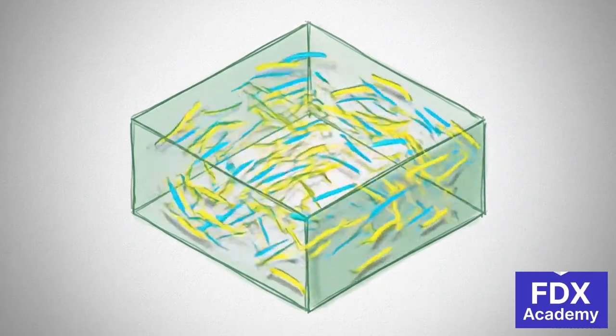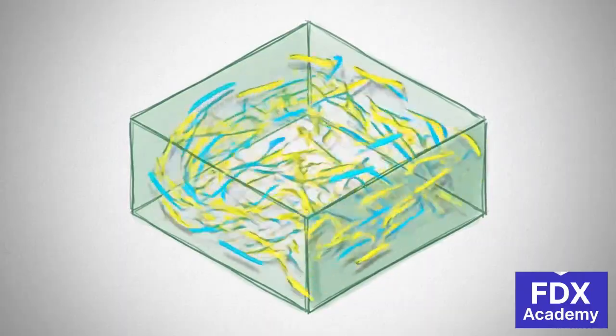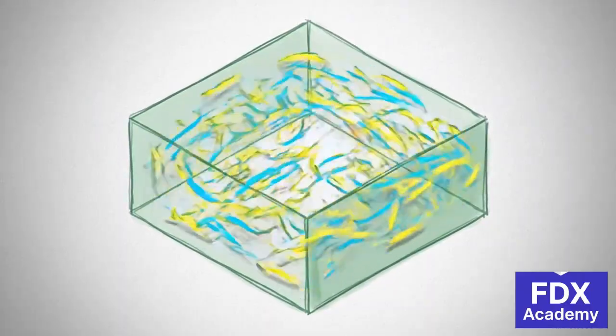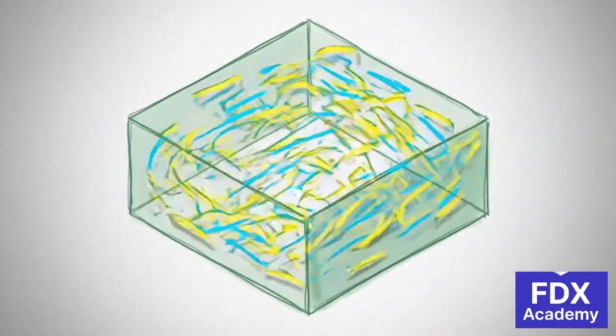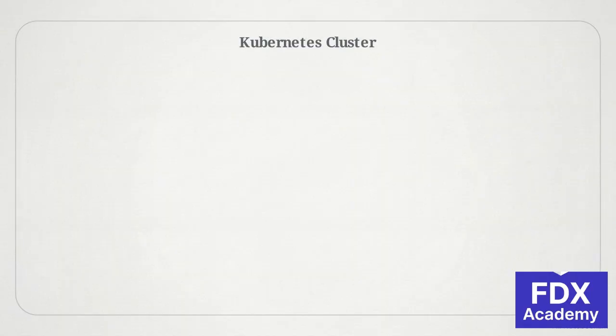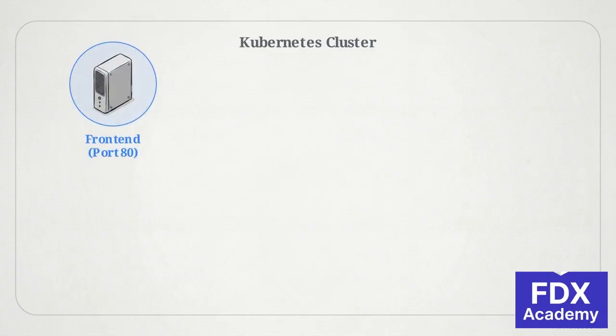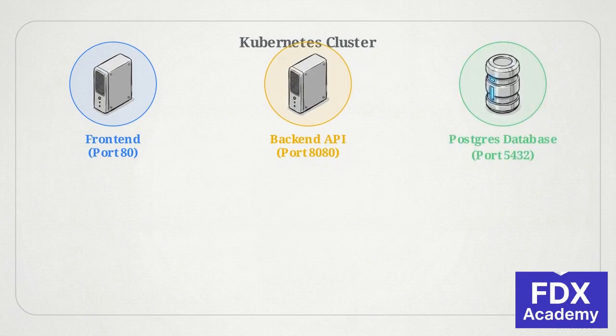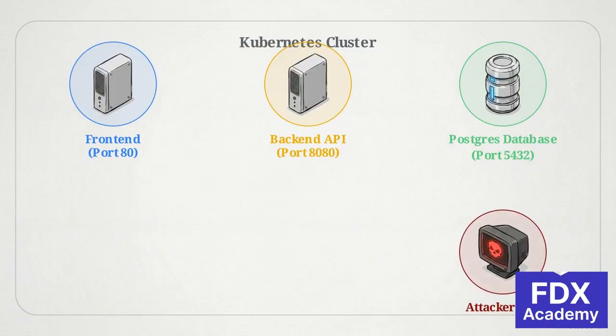Glowing data packets moving freely inside this container environment. By default, Kubernetes places no restrictions on internal network traffic. Every pod you spin up is given a direct, open network path to every other pod in the cluster. Here is a map of a standard 3-tier web application running on a Kubernetes cluster. We have a front-end pod handling user traffic, a back-end API processing requests, and a Postgres database storing the actual records. We also have a simulated attacker pod running in the exact same cluster.